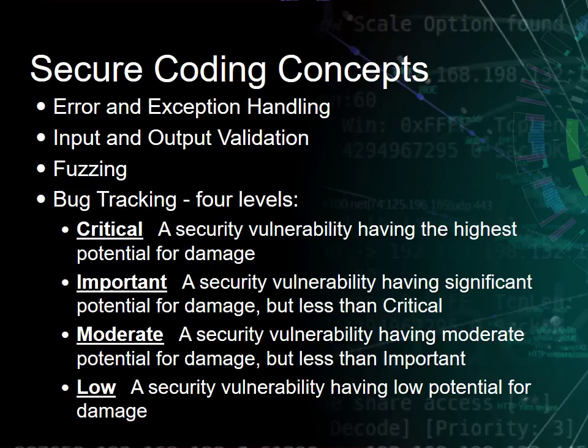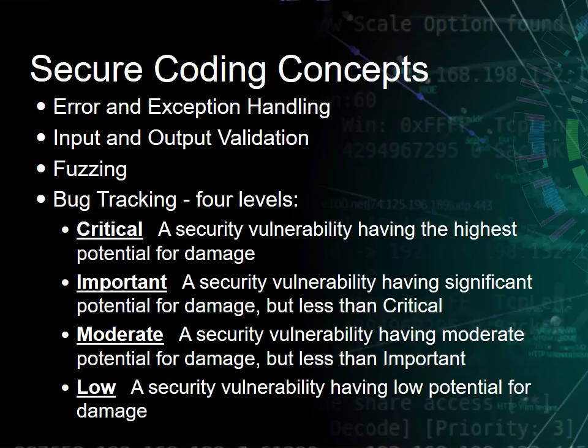Bug tracking is a foundational element in secure development. All bugs are enumerated, classified, and tracked. If the classification of a bug exceeds a set level, then it must be resolved before the code advances to the next level of development.